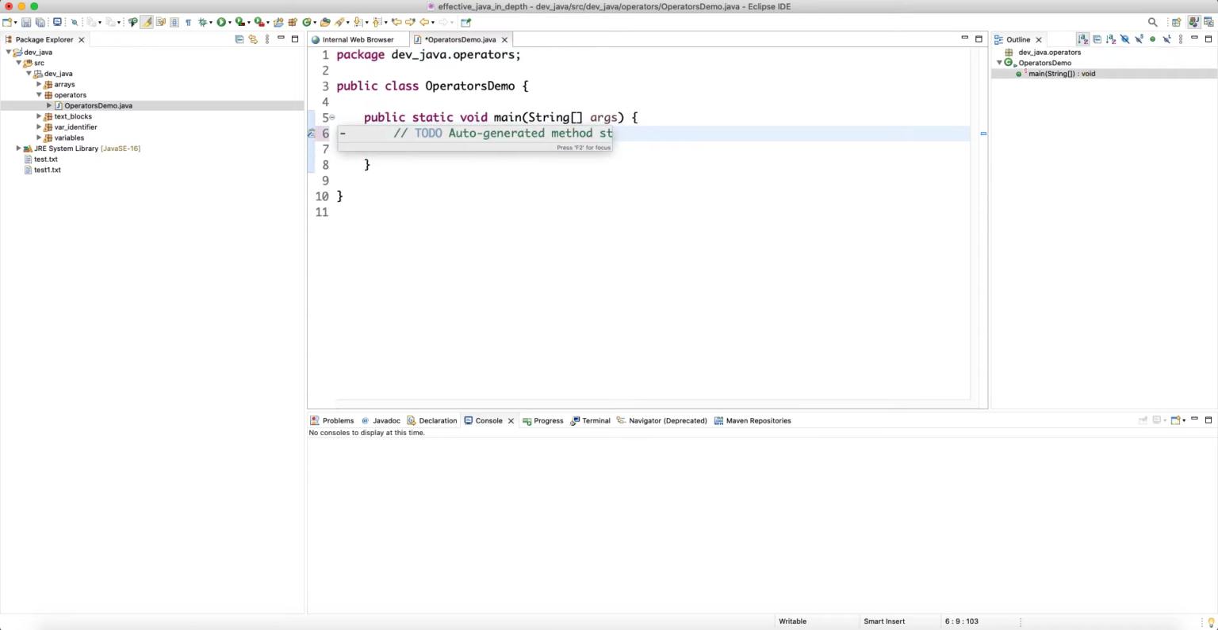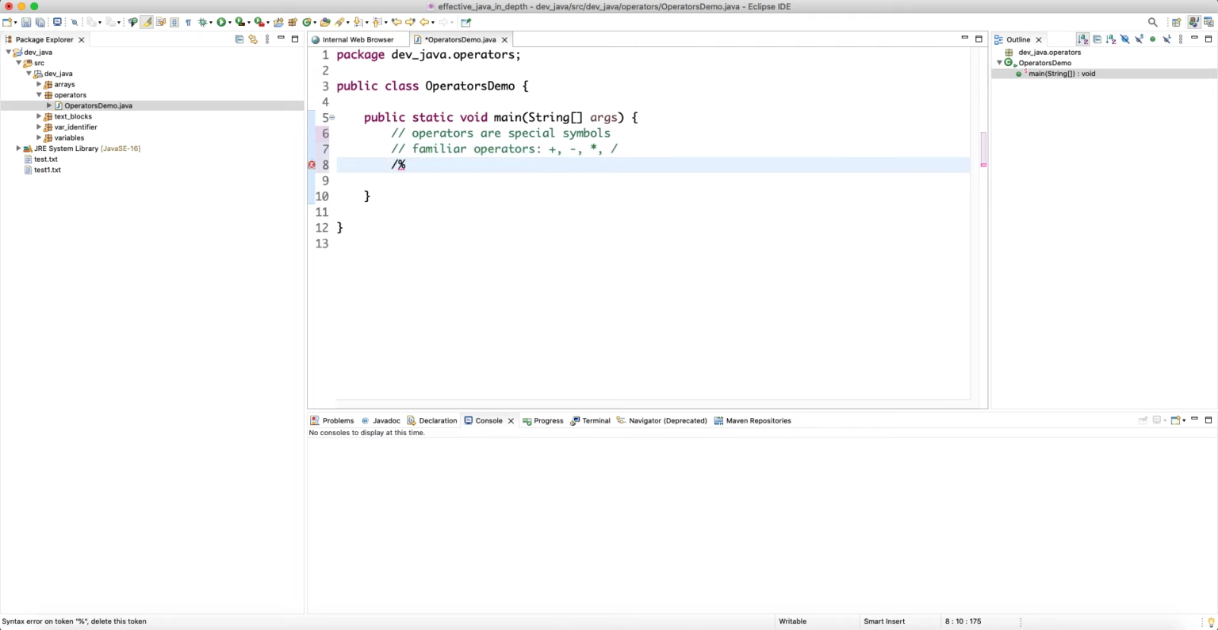So operators are just special symbols, and you're already familiar with most of them. Familiar operators are plus for addition, minus for subtraction, a star for multiplication, and the forward slash for division, right? And we also have a modulus operator. This is for integers, the remainder. So I'm going to maybe put it here.